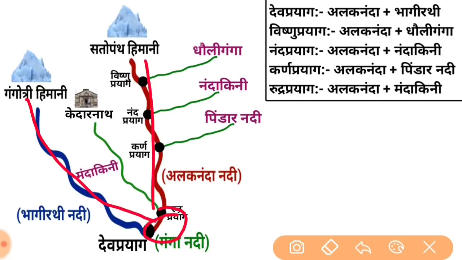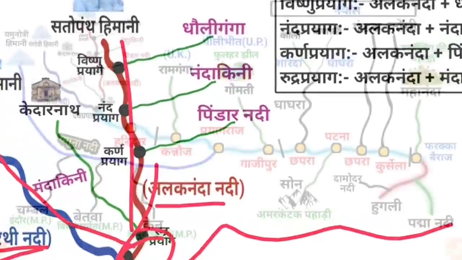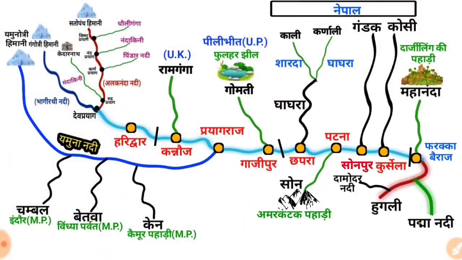Now from here it will be called Ganga river from Devprayag. After this it will be called Ganga river. Before that it was not called Ganga river. Here it was called Bhagirathi. Here it was called Alaknanda, but when both of them had a confluence, it started being called Ganga river from Devprayag. Now after this we will read it further. So now we see further.